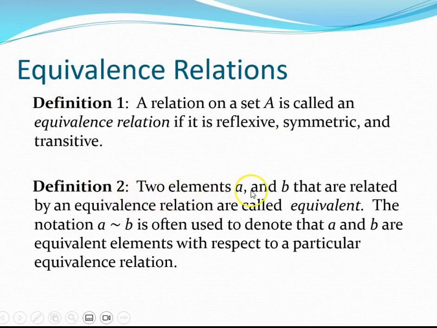Second definition: two elements a and b that are related by an equivalence relation are called equivalent. The notation a ~ b is often used to denote that a and b are equivalent elements with respect to a particular relation.